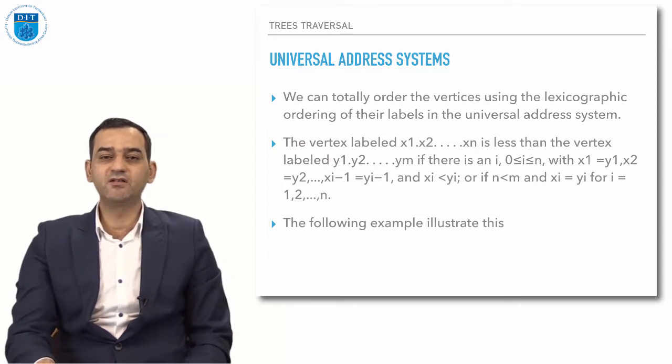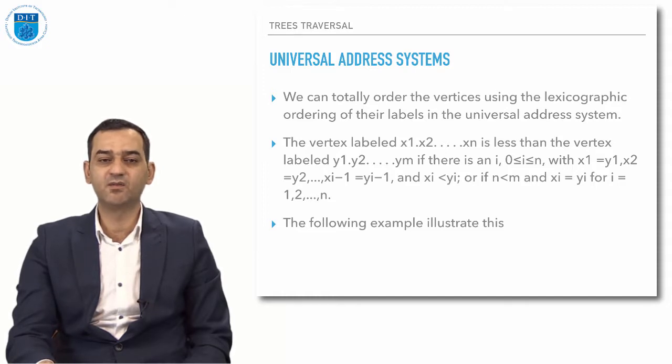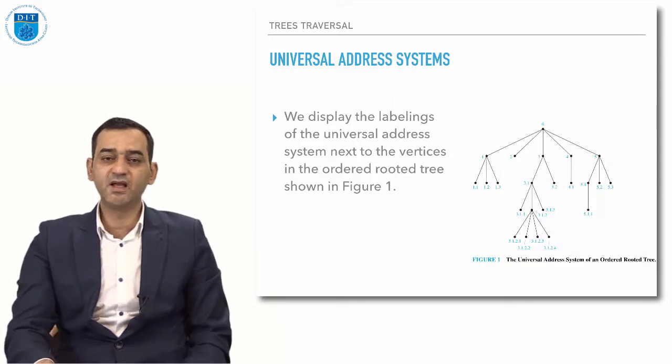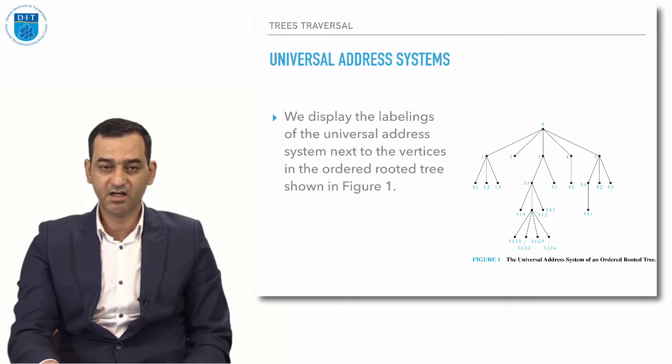We can totally order the vertices using lexicographic ordering of their labels in the universal address system. The vertex labeled x1, x2, up to xn is less than the vertex labeled y1, y2, up to ym if there is an i, greater than or equal to 0 and less than or equal to n, with x1 equal to y1, x2 equal to y2, and so on. The following example illustrates this. We display the labelings of the universal address system next to the vertices in the ordered rooted tree shown in figure 1.